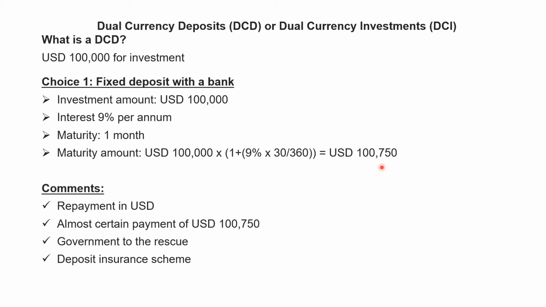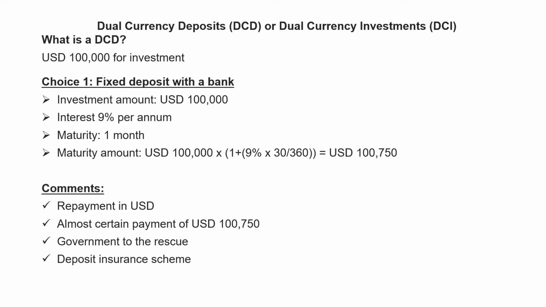Note that you are sure to get your principal plus interest in US dollars. The bank cannot choose to repay you in some other currency. Also, the maturity amount is absolutely certain. Basically, you are almost certain to get the USD 750 interest for the month and get your principal back. The only situation where this is not going to happen is if the bank goes bust, and that is a very rare situation, and most probably the government will bail out the bank or some deposit insurance scheme will save you. So you have a lot of certainty and backup when you make a fixed deposit.